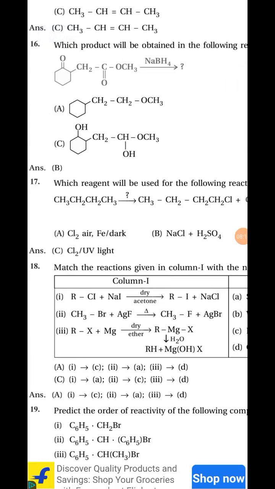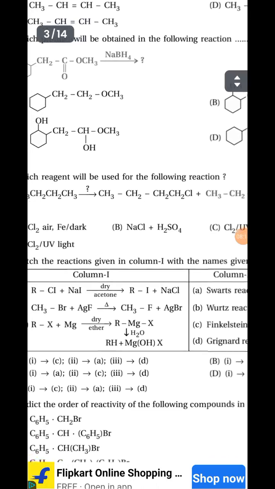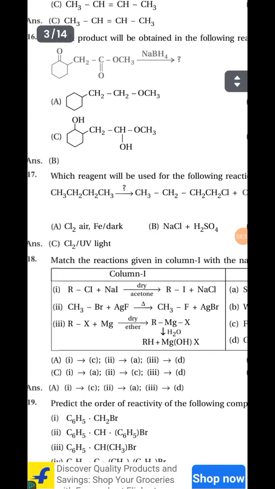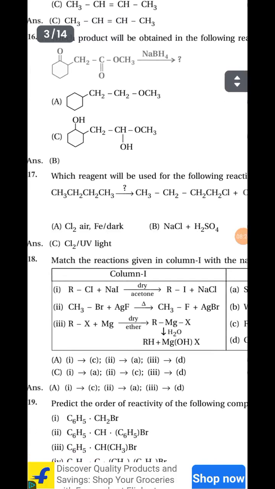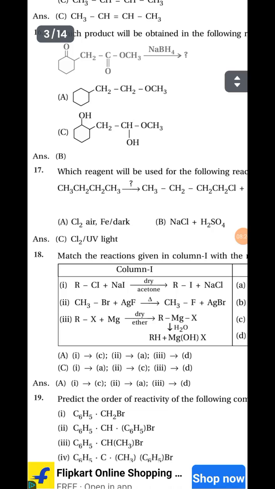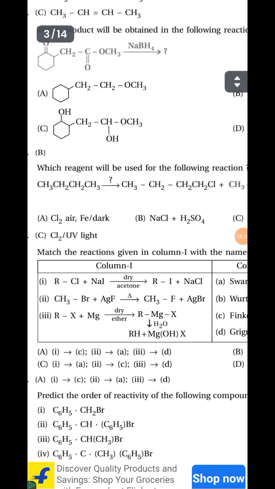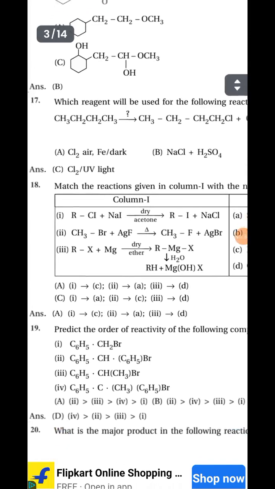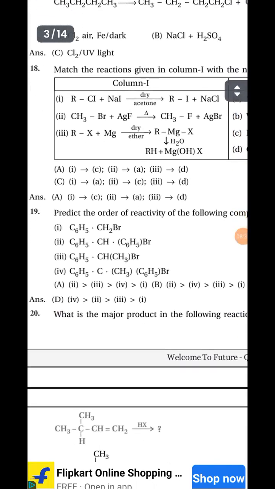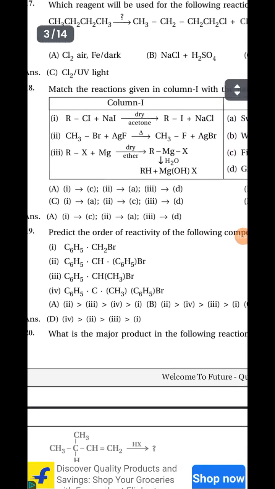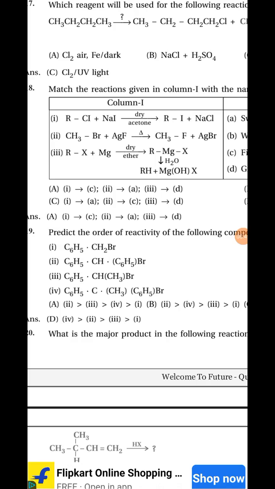First one, it is your C, that one is your Finkelstein reaction, you can check it. And again second one, that is your CH3Br plus AgF, that would be your Swarts reaction. And last one, it is your Grignard reaction. So students, here you can check out the questions, and in this PDF I have given the solutions also.